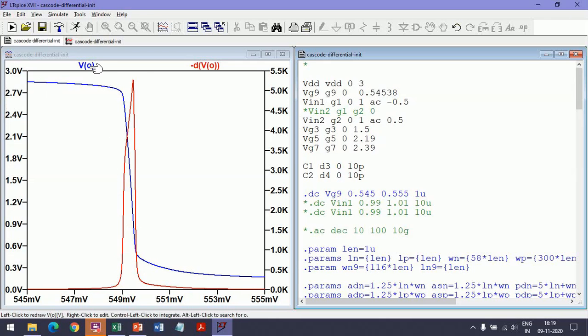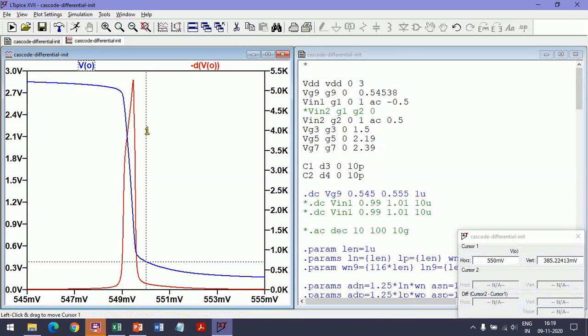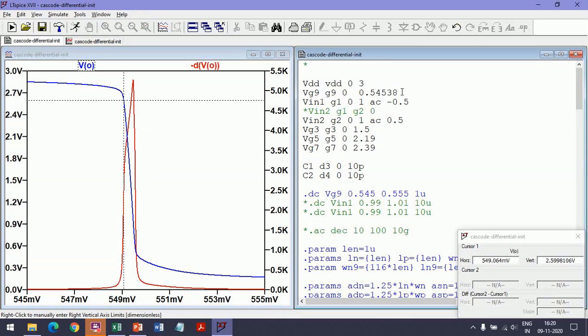In fact, we want to bias the output voltage at 2.6 volts, right? So we'll find the gate voltage at M9 required to make the output 2.6 volts. All right, so here, maybe here, 549064, right? That is this voltage. So at this voltage, the output is basically 2.6 volts.